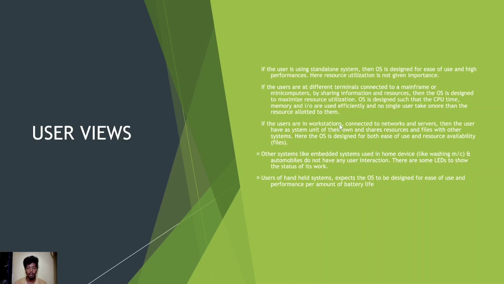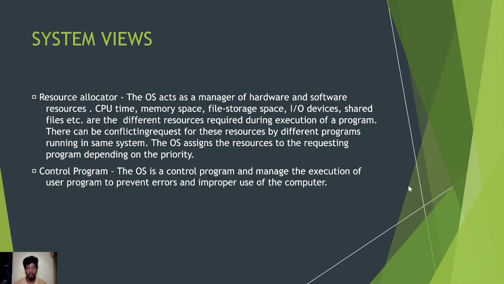If the user works on a workstation connected to a network and servers, the user has a system unit of their own and shares resources and files with other systems. Here the OS is designed for both ease of use and resource availability. Other systems like embedded systems used in homes, such as washing machines, and automobiles do not have user interaction. They have some LEDs to show the status of their work. Users of handheld systems expect the OS to be designed for ease of use and for battery life.